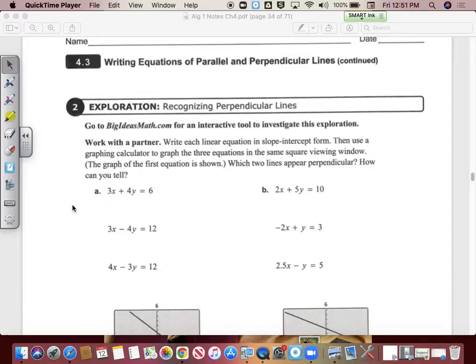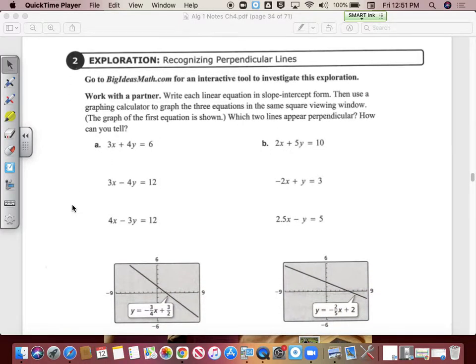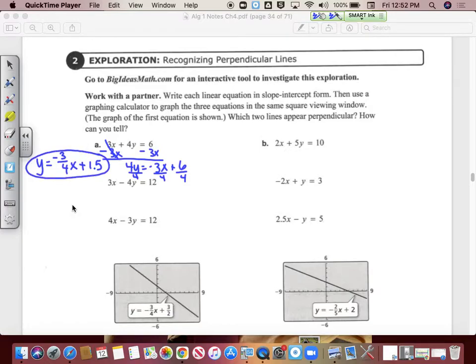So solving the letter A equations for y, the first thing I would do for this first one is subtract 3x from both sides. I get 4y equals negative 3x plus 6. The last thing I'll do is divide everything by 4. When I do that, I get y equals negative 3/4 x plus 6/4, which is the same thing as 3/2, which is 1.5. I'm going to leave that in decimal form because that's easier for me to insert into my graphing calculator.